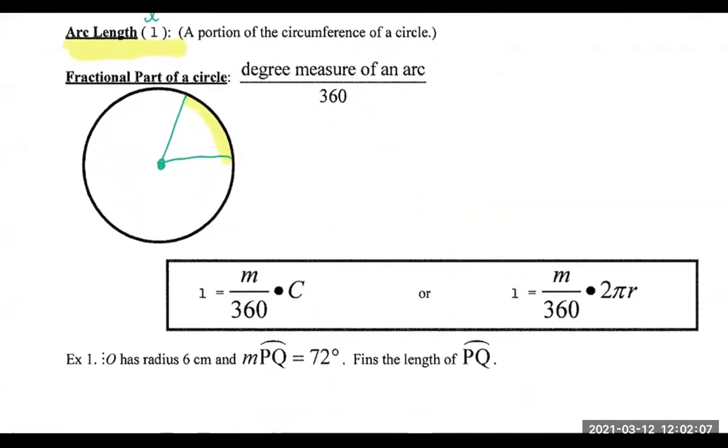So in the formula you have below, it's whatever the ratio is, and M represents the measure of your arc. So M is the measure of the arc or central angle.